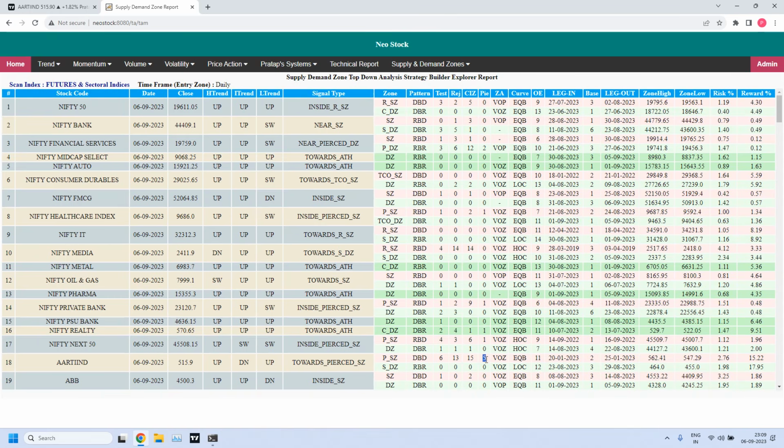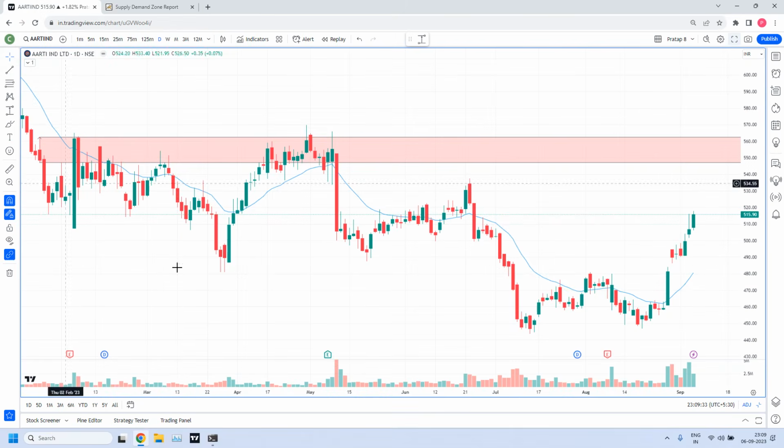Here this particular stock has pierced 5 times. So what is this stock? RT Industries, and it is having a pierced supply zone, and 5 times the price pierced and again came back to the zone. So let me go to the chart and show you this pierced zone. Please look into this zone. I already marked it. It's for RT Industries.